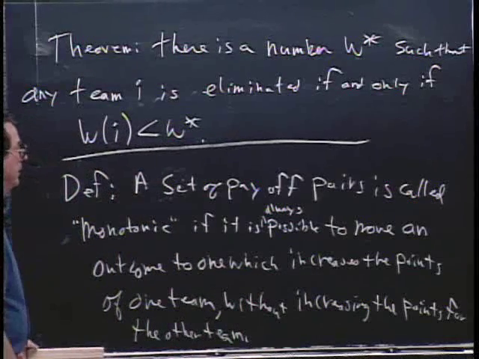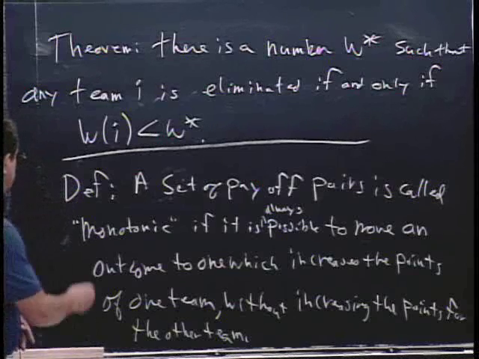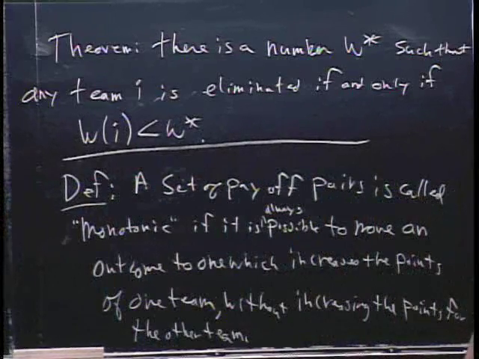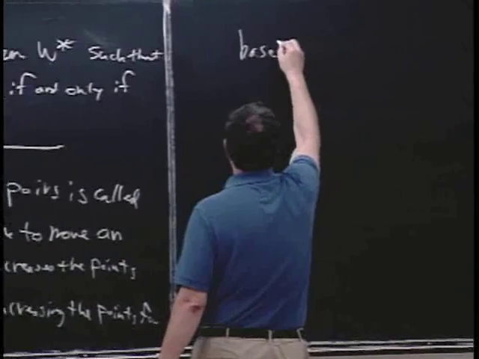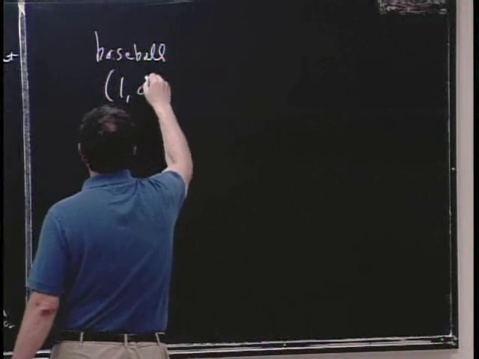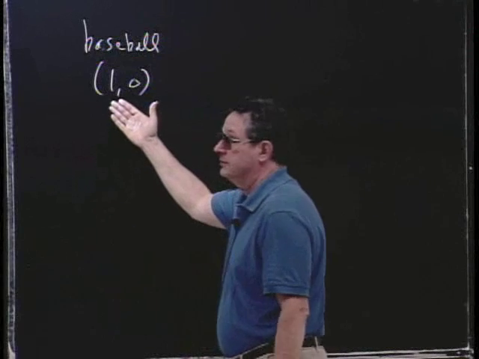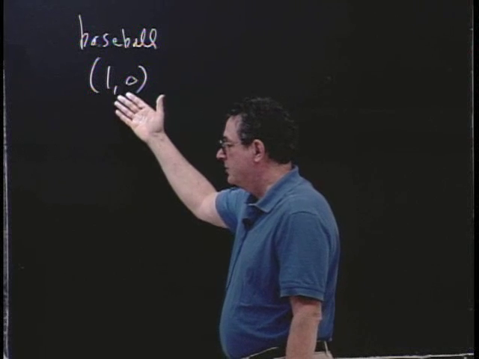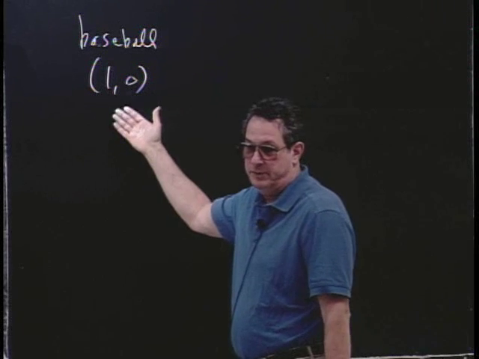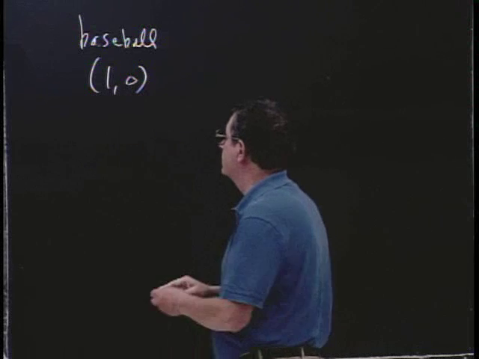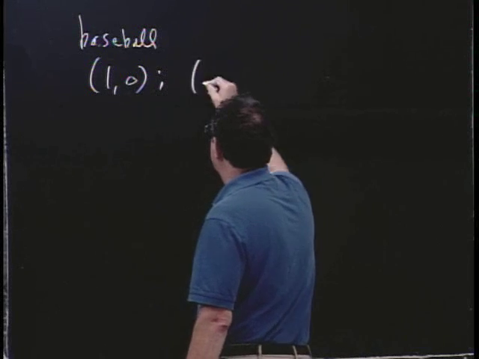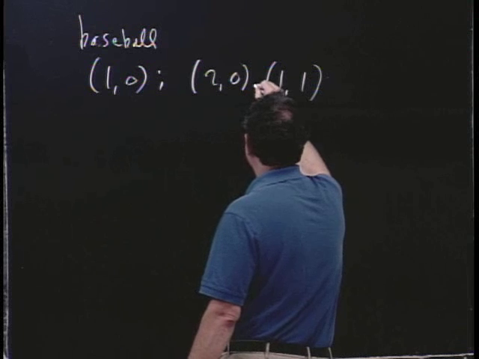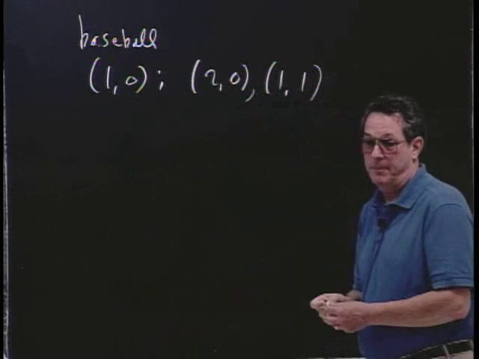Okay, so let's look at the various scenarios that we have, the various types of payoff that we have so far. So baseball, that only had one possible payoff pair. One team gets 1 and one team gets 0. So monotonicity is trivially satisfied here because there's only one payoff. But let's look at another one. We have 2-0, 1-1. Okay, so this was from hockey, right?